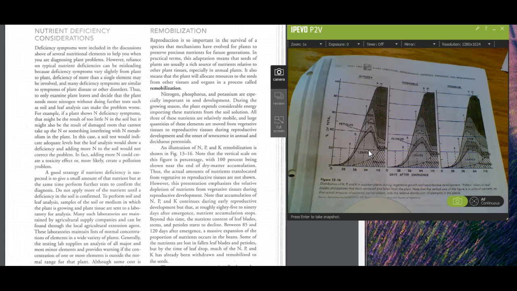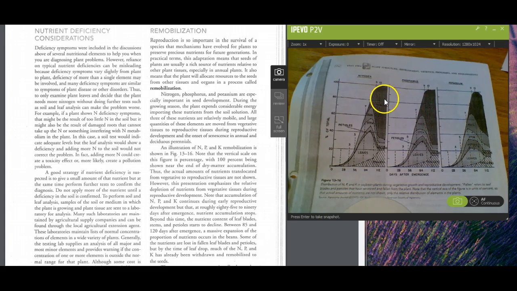And what you want to notice is that there's an accumulation of nitrogen, phosphorus, and potassium during the early reproductive stage. So we see this right here as it's going up. All of them are coming up and keep going until we get to 100%. So there's nitrogen, phosphorus, and potassium moving in the reproductive development. But at about 85 to 90% here, it stops.